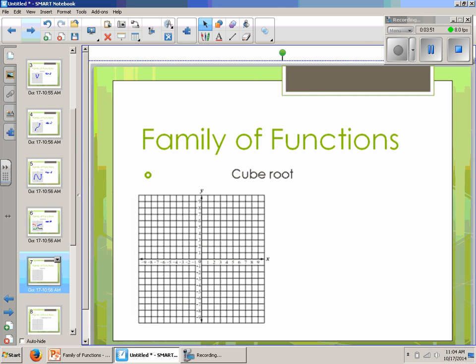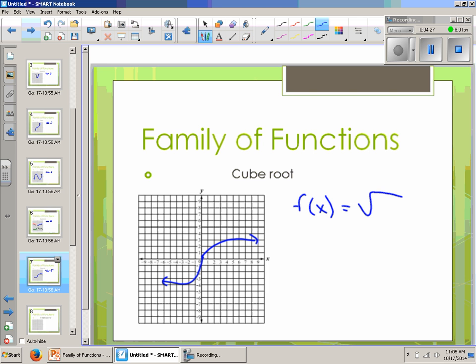Cube root. Very similar to the square root, but I'm going right and left. Notice, cube root looks similar to cubic. Cubic, my arrows are going up and down, where with cube root, they're going left and right. And the function is f of x equals cube root of x. I'm going to have that cube root symbol.